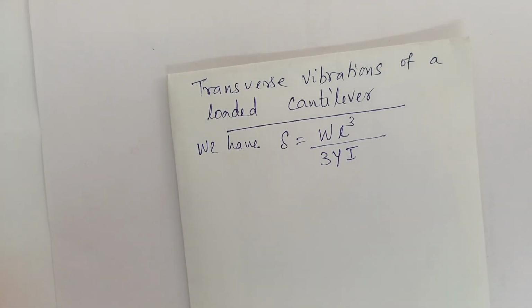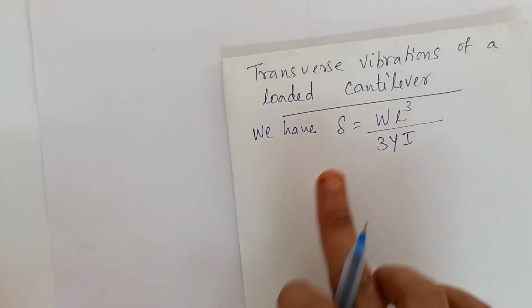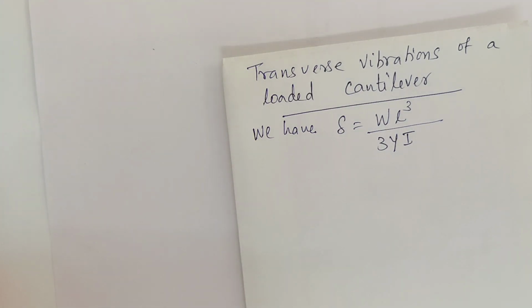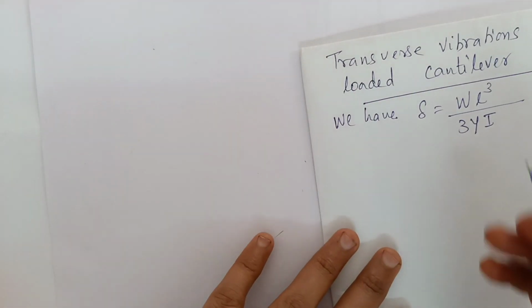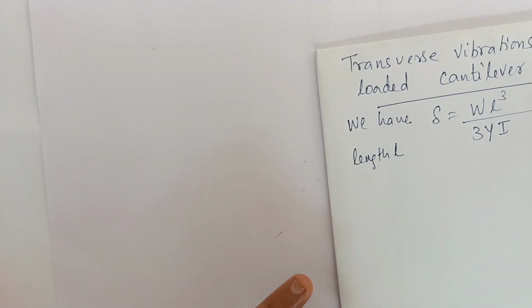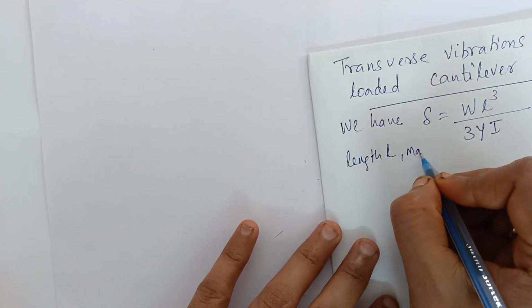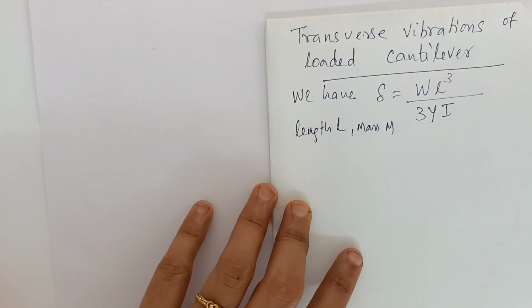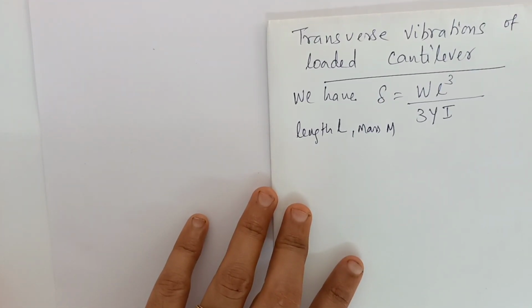Let us discuss. We have discussed cantilever. Now we are going to discuss the transverse vibrations of a loaded cantilever. We have already studied the depression, delta is equal to WL cube by 3YI. That means we have considered a rod of length L clamped at one end and loaded at the free end with a mass M. In equilibrium position we got the deflection.